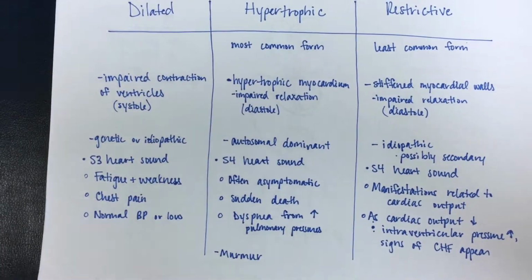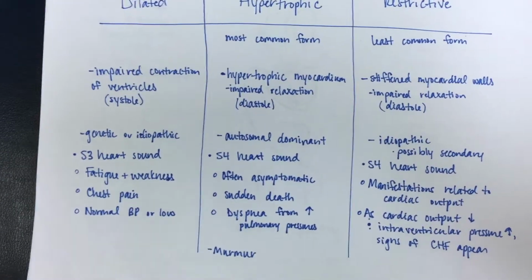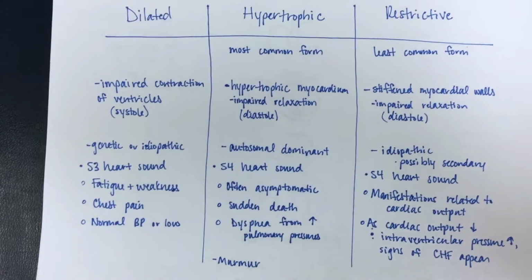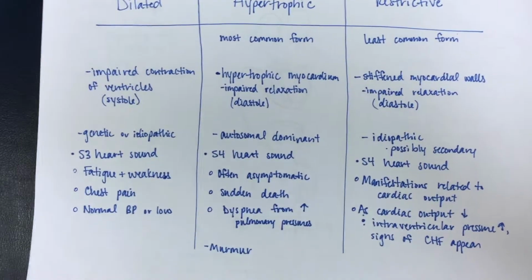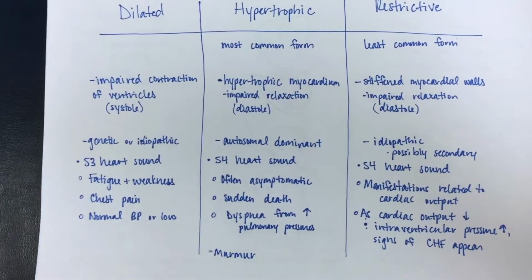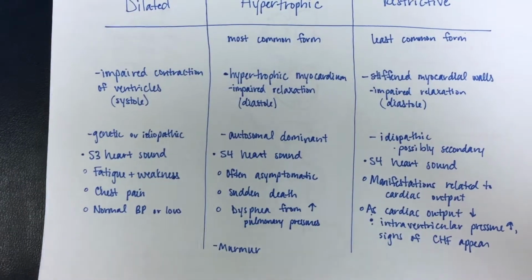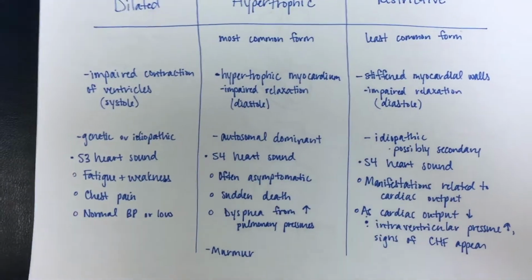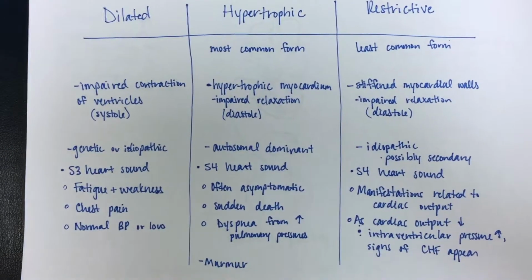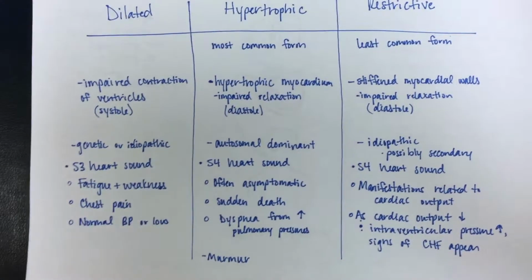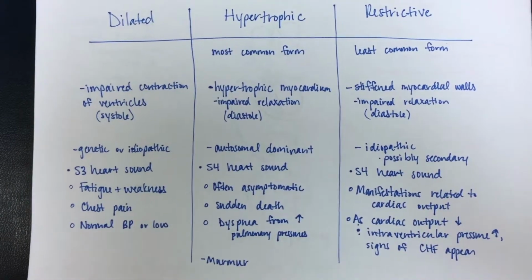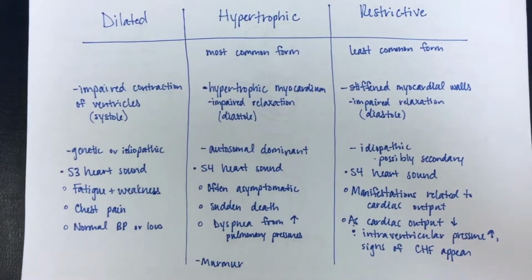It is normally, there's an autosomal dominant component to this disease, and with it, you're actually going to hear an S4 heart sound, which is blood entering a chamber that does not fully expand. That's the sound that you're going to be hearing. You're also going to have a very specific murmur, which is a systolic ejection murmur, which is caused by a turbulent blood flow causing a whooshing sound.